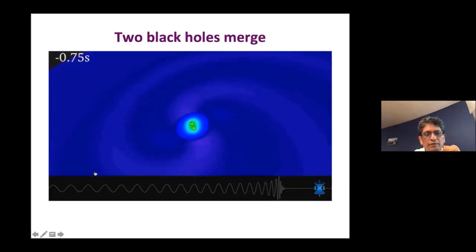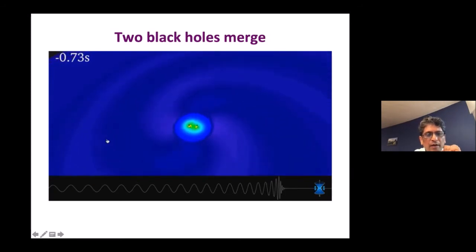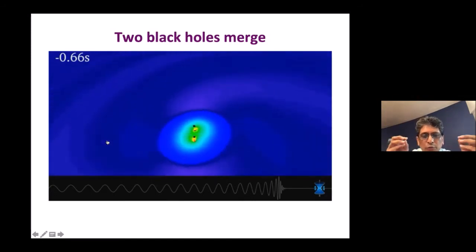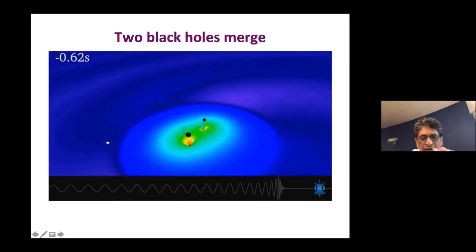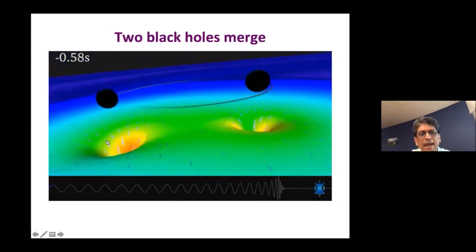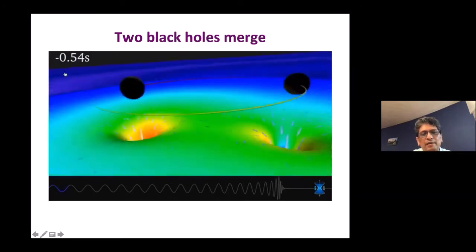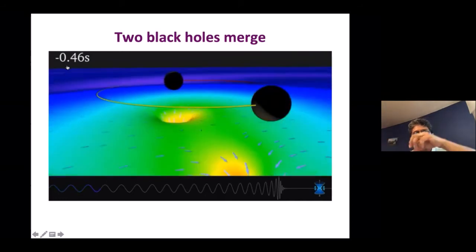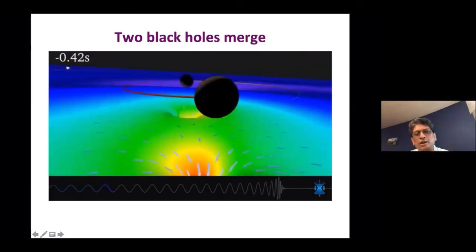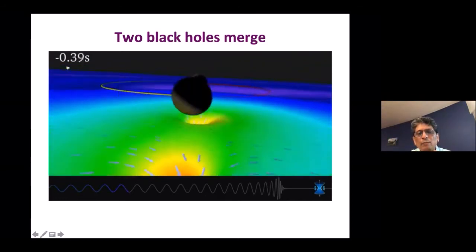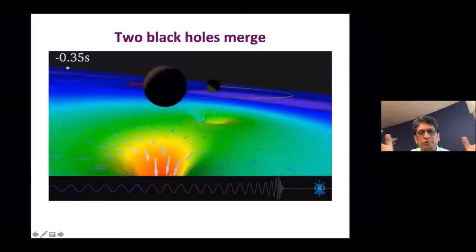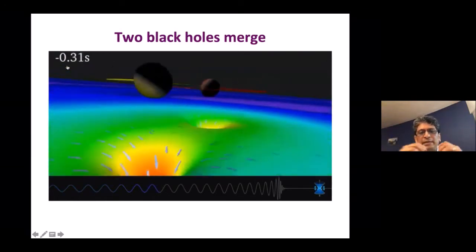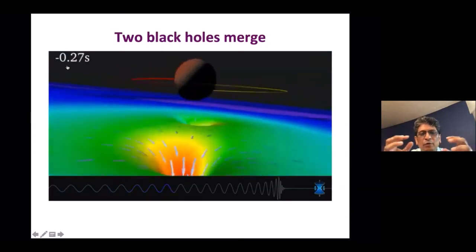So many of you would have seen something like this before. This, for example, is an animation of two black holes and their distortion in space-time. And look at the times here. We're talking of a fraction of a second in which two black holes going around each other lose energy due to gravitational waves being emitted and come close to each other.